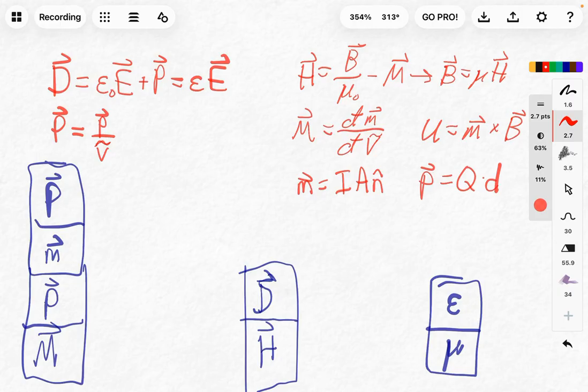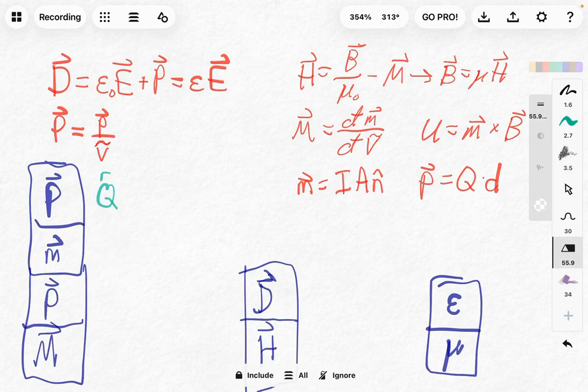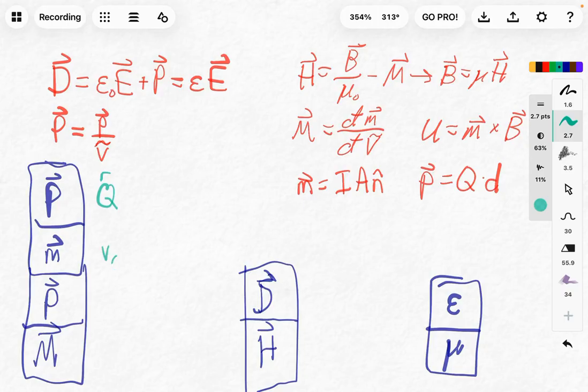So we'll symbolize the electric dipole moment as Q times a length. I'll formalize this notation more later, but that's just going to be Q times the length. And the magnetic dipole moment is current times area times the normal vector. Because the normal vector is unitless, all that matters is that we have the current, which is velocity of charge, times an area.